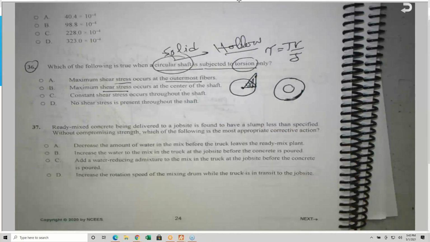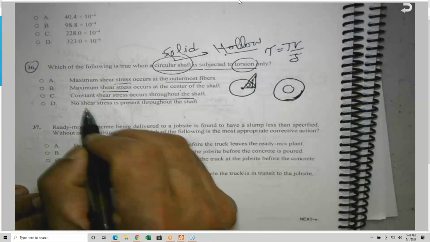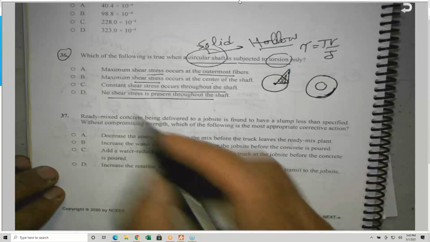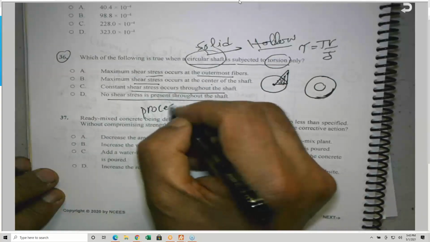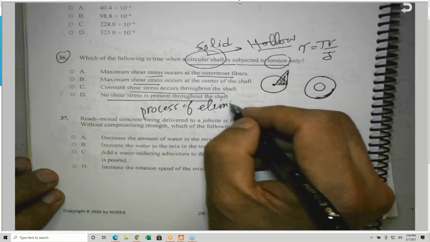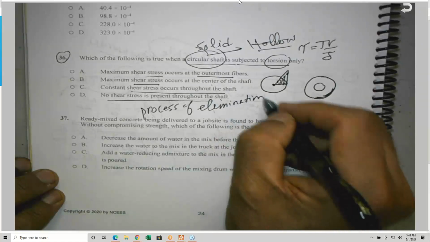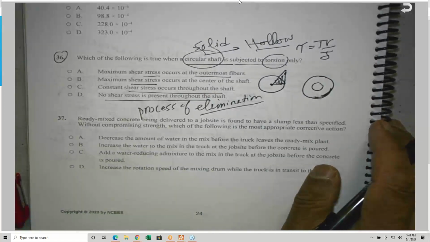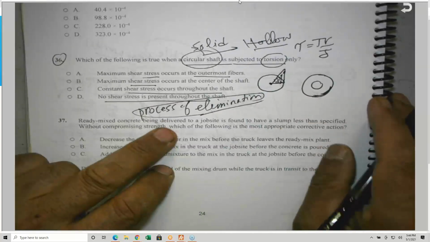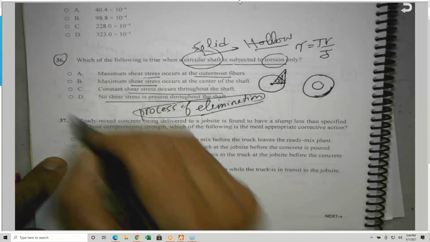Another option says constant shear stress occurs throughout the shaft. Another says no shear stress is present through the shaft. Again, a process of elimination. Try to get the right spelling here. Okay. Very important, but you will not be able to master or use the process of elimination unless you study and know exactly what's going on.